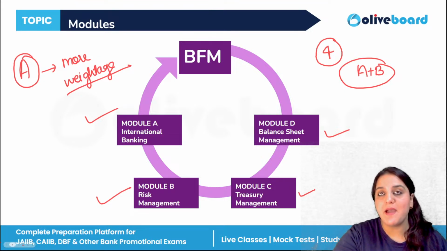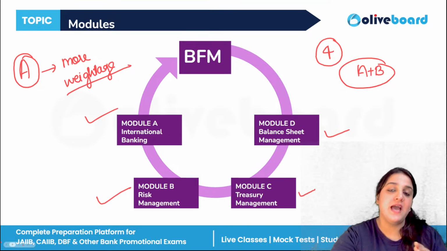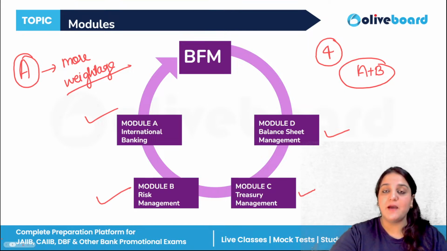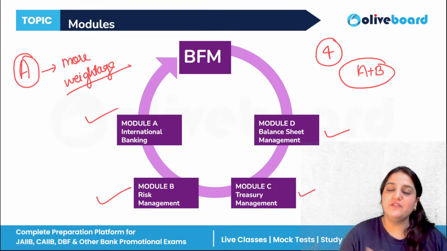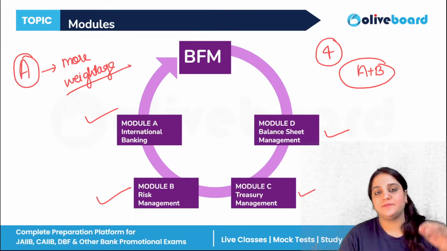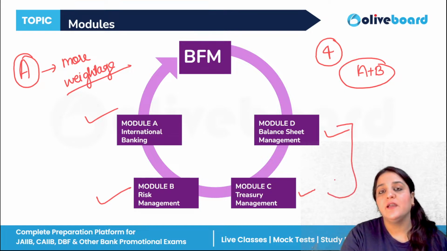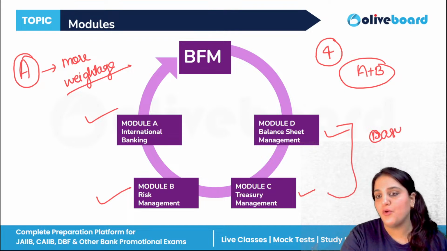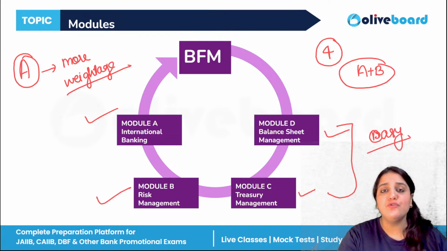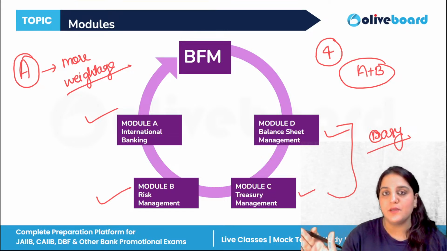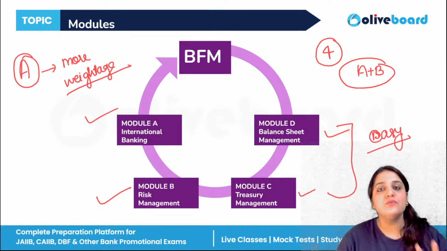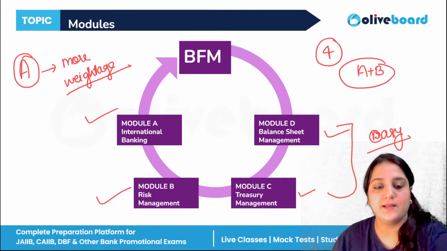Module B is all about risk management. After module A, I can say module B has the priority, and in this we will learn about different types of risk and how to manage these types of risk. Then module C is all about treasury management, and module D is all about balance sheet management. Both modules, C and D, are easy, but you can't skip these modules. If you are preparing for A and B properly, and you are also doing C and D, it is very good to cover all these 4 modules.